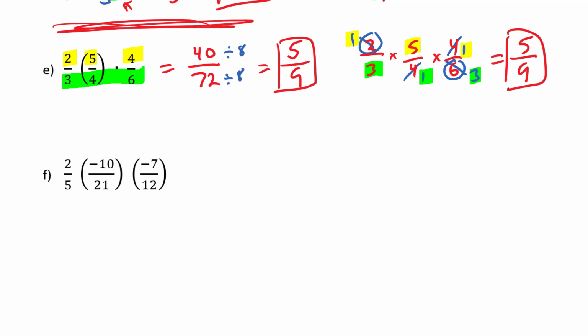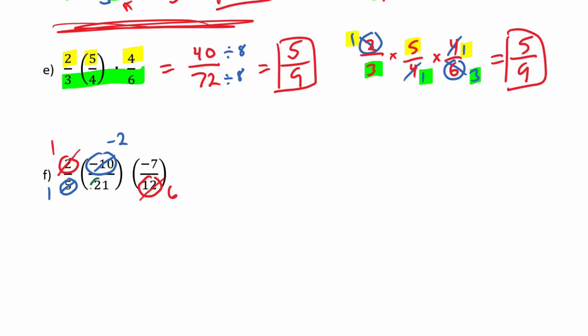Let's try F now. Let's try and start by canceling terms out again. We have a 5 on the bottom, we have a negative 10 on the top. How many times does 5 go into negative 10? It goes in negative 2 times. How many times does 5 go into 5? It goes in 1 time. How many times does 12 go into 2? It goes in 6 times. How many times does 2 go into 2? It goes in 1 time.